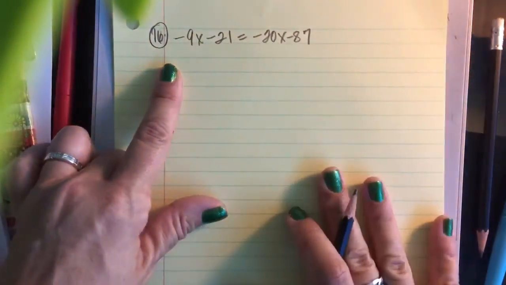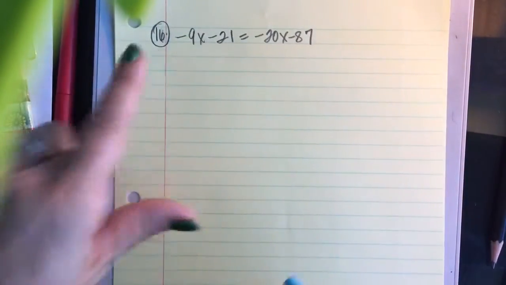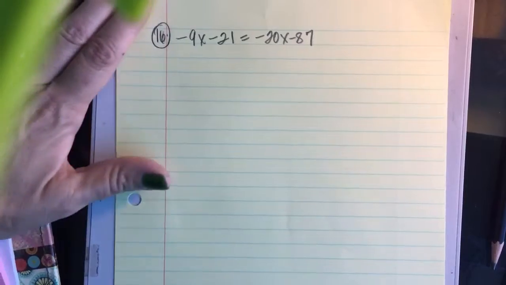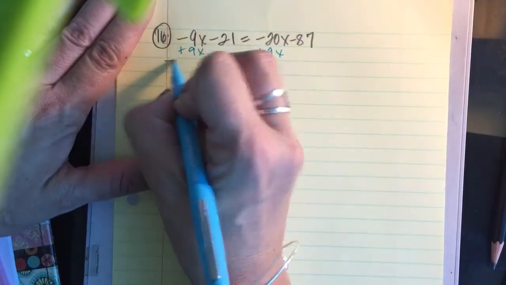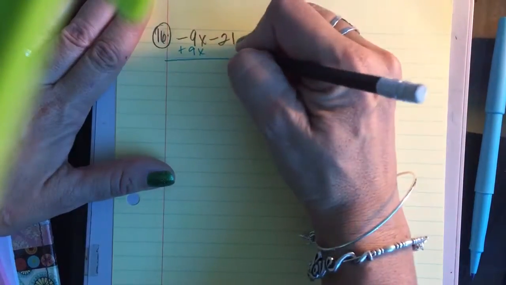Okay, so I'm going to go through this pretty quickly. The last thing I'm going to do is justify my steps. I'm going to start solving 16 by adding 9x to both sides. I'm going to line up my equal sign.